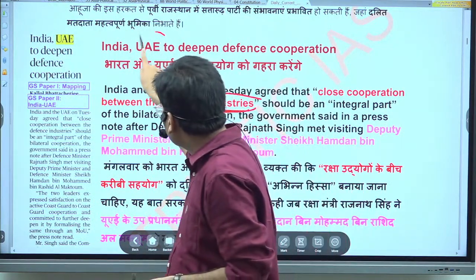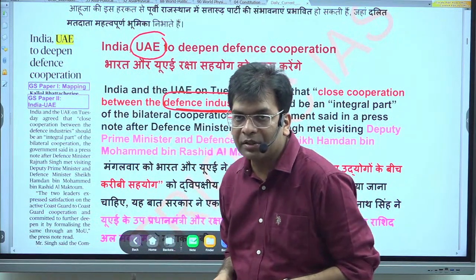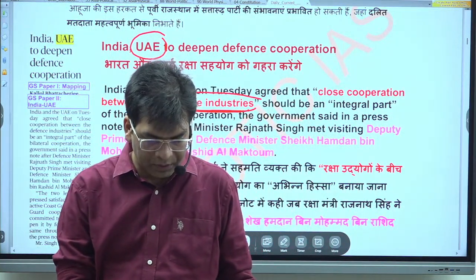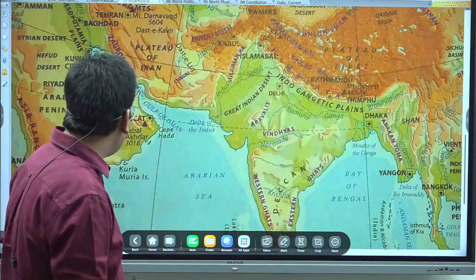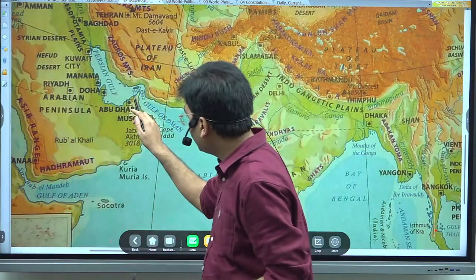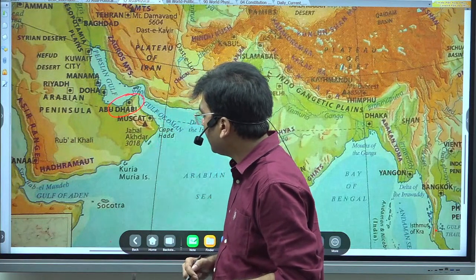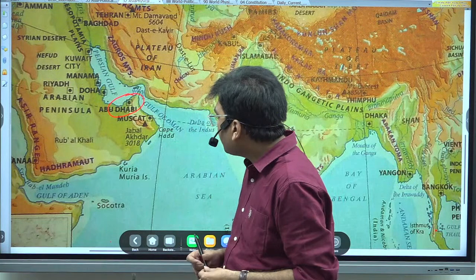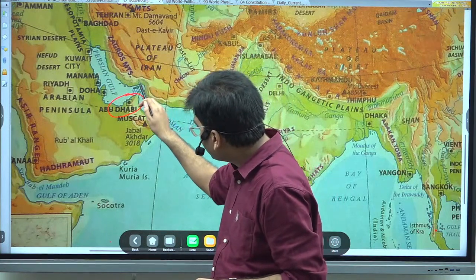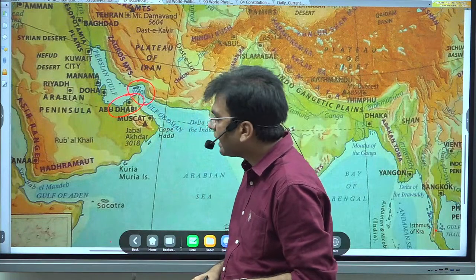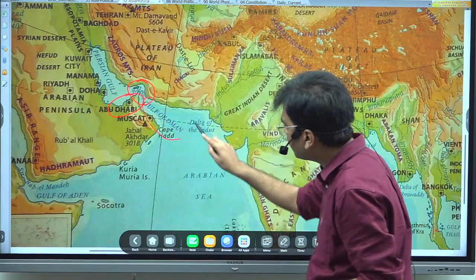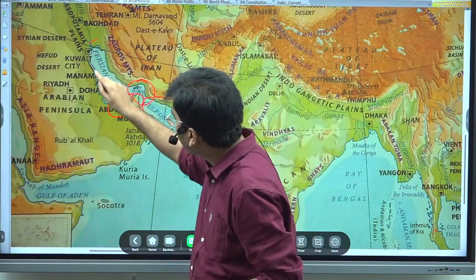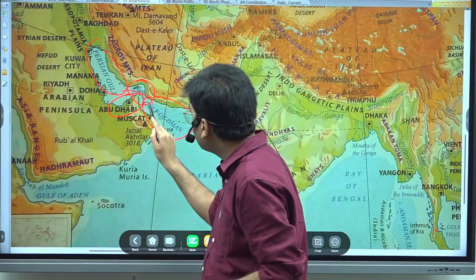First thing you should know is where the UAE is located. That is very important because UPSC Prelims asks location-based questions. So let's locate the UAE. Please open your map, and here you will find Abu Dhabi, which is the capital of the UAE. One of the most important straits situated here is the Strait of Hormuz. You should also know that the Gulf of Oman is connected to the Persian Gulf directly through this Strait of Hormuz.